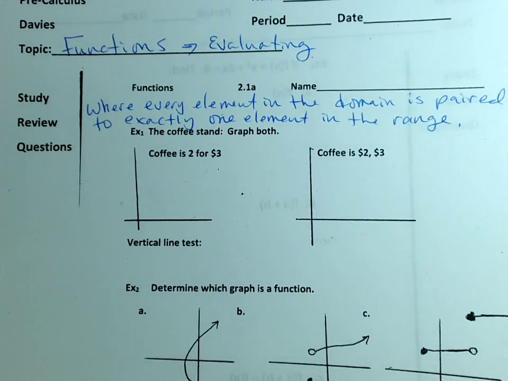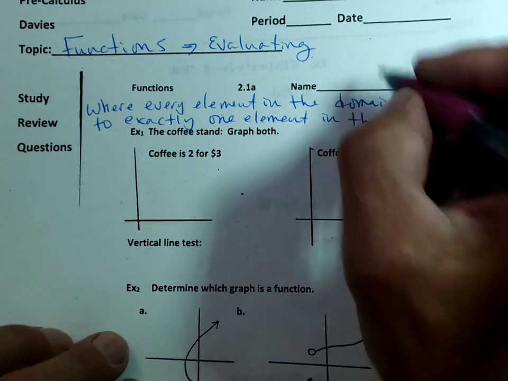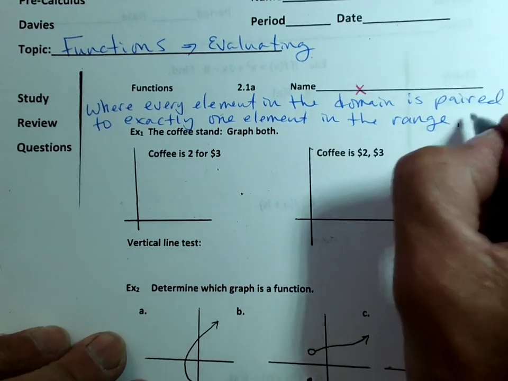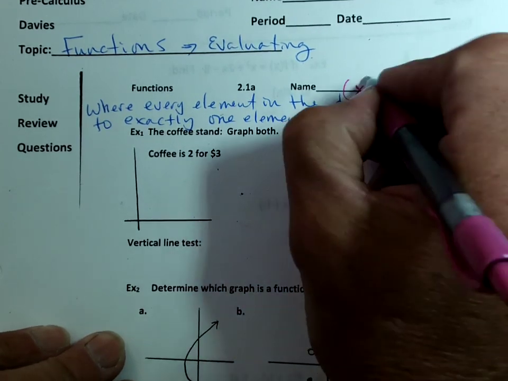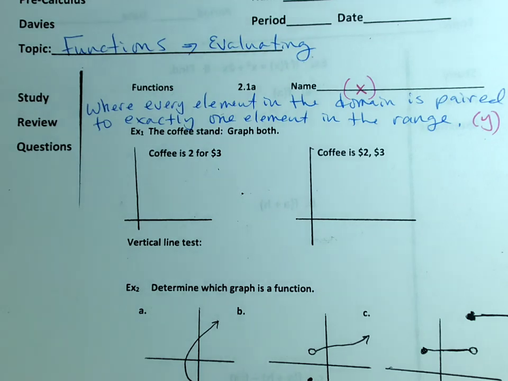Every element in the domain, the x's, is paired to exactly one element in the range, the y values. Let's make sure we know that the domain is the x values, so it makes a little bit of sense. That's my x's, and those are my y's. This is a fancy way of saying that every x has exactly one y. The domain is the x's, and the range is the y values.